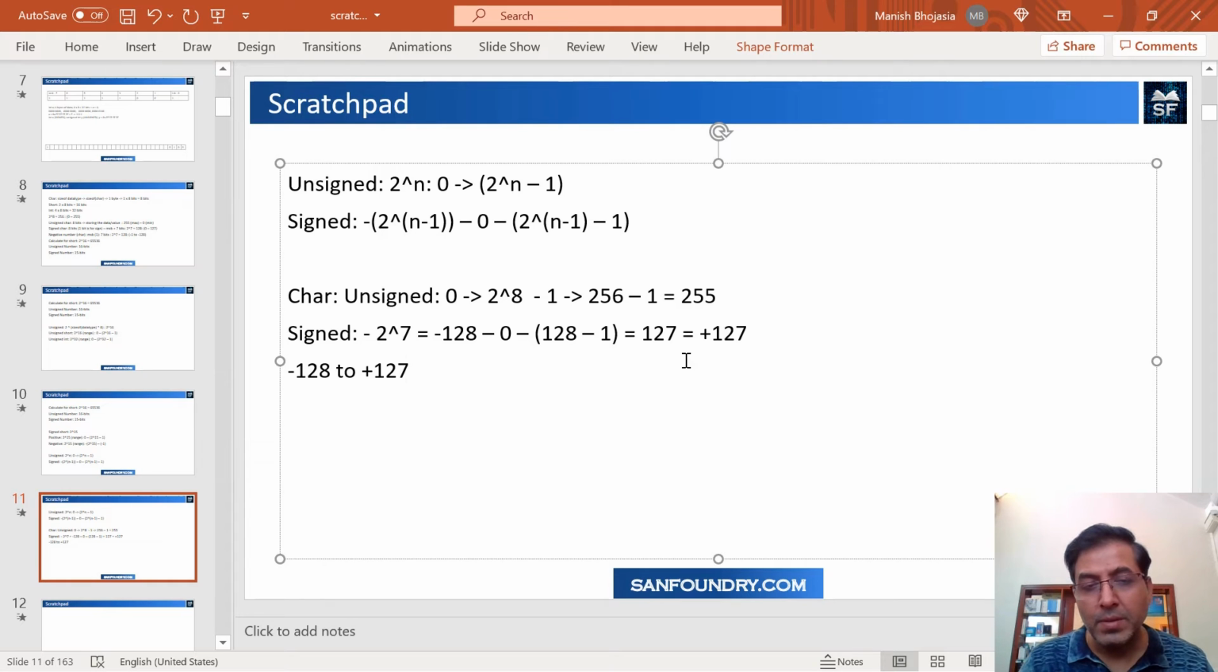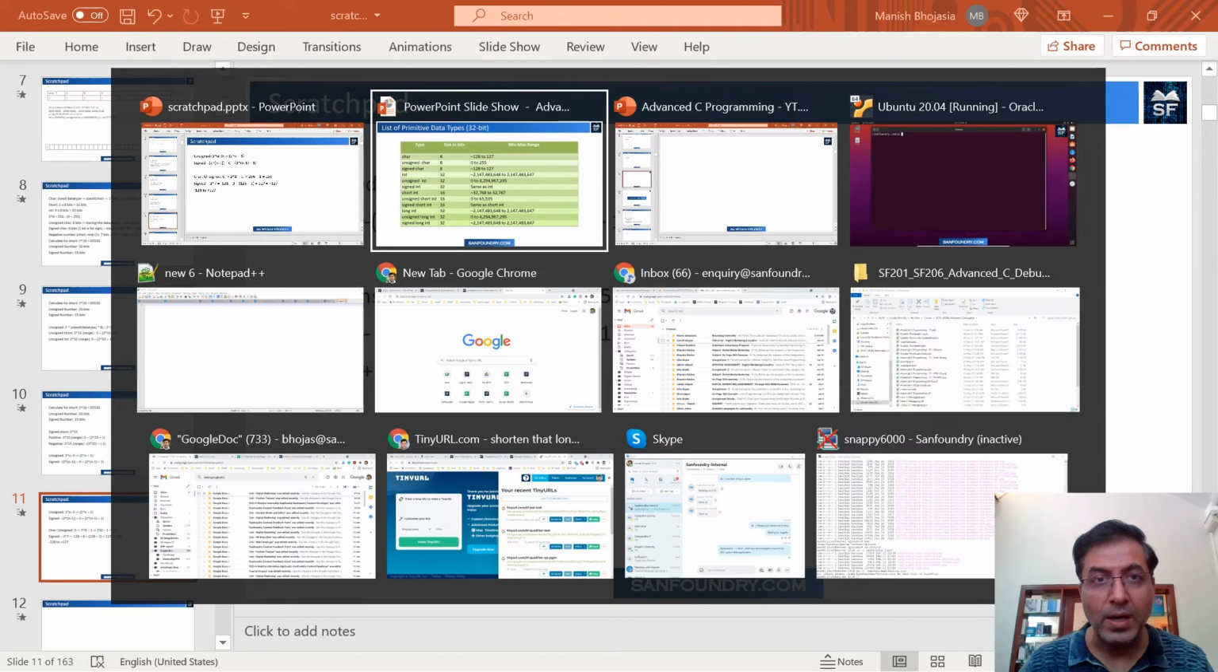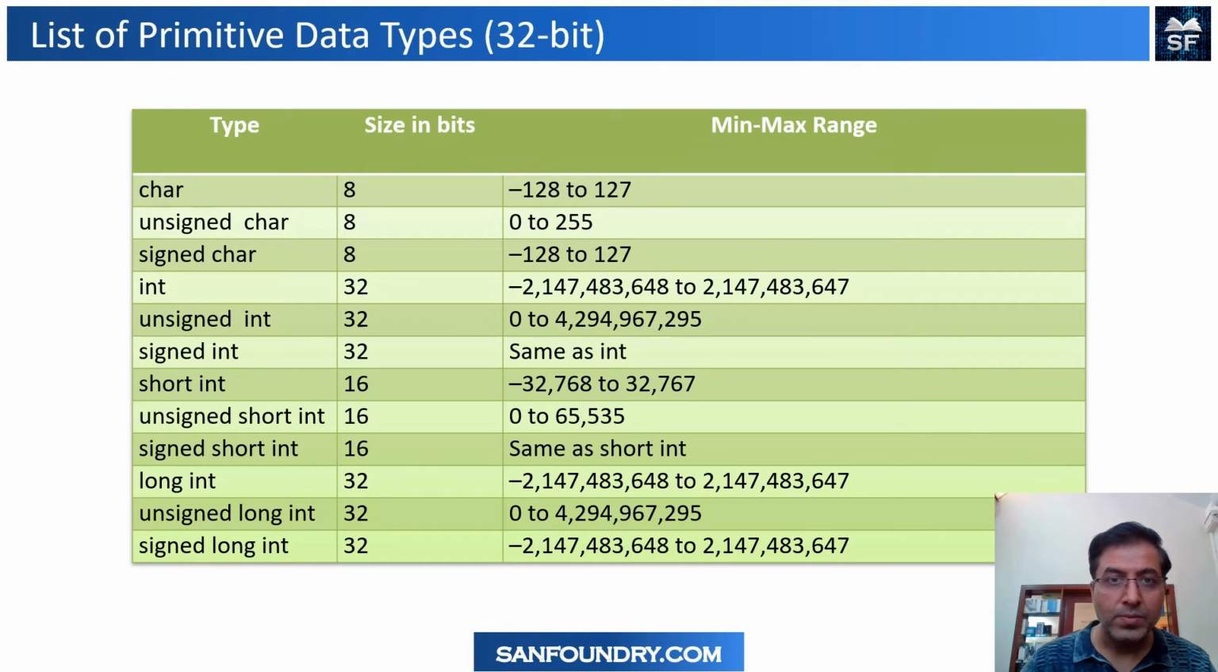The same thing can be applied to the short data type, to integer, and to the long data type. With that, I am sure you got a good perspective about how to calculate the min and max values for signed and unsigned data types. So let's move on in the class to the next topic. We can see here the value that you arrived at is what is written here. The same thing can be applied.